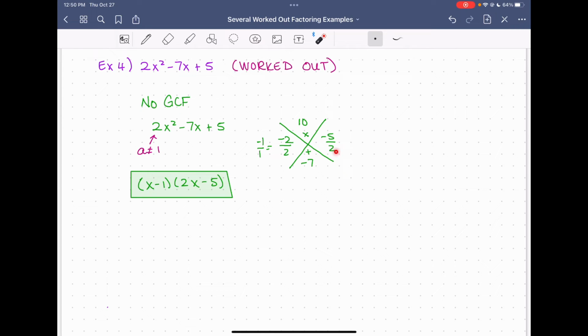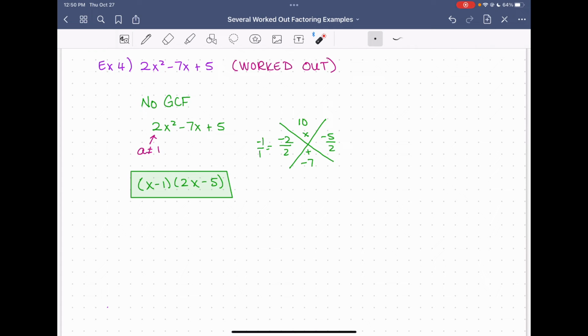Then divide them by a, which is 2. Simplify when you can, and read from down under. X minus 1 is one of your factors. 2x minus 5 is your other factor. And if you do the quick check, first and last, x times 2x is 2x squared. -1 times -5 is +5. We're probably on the right track.